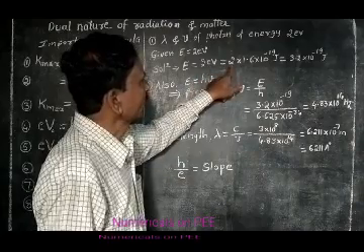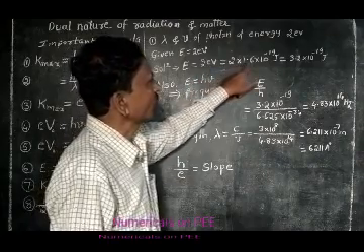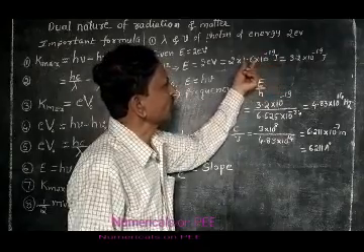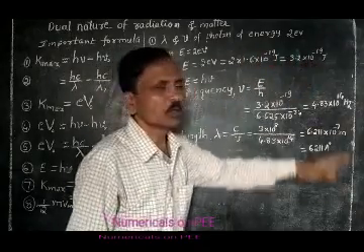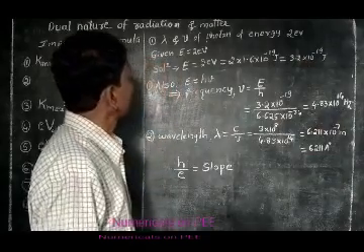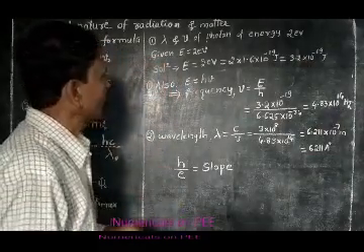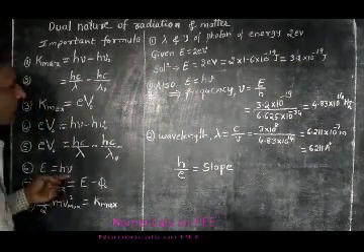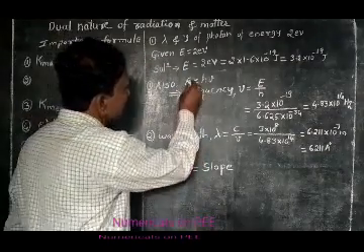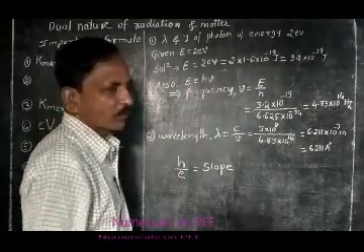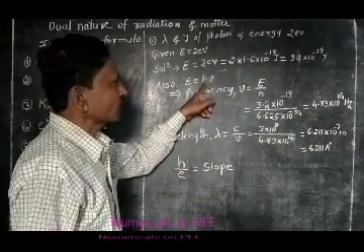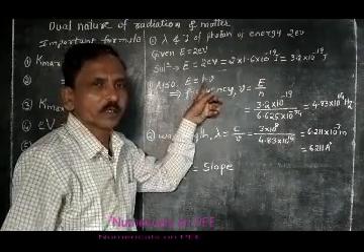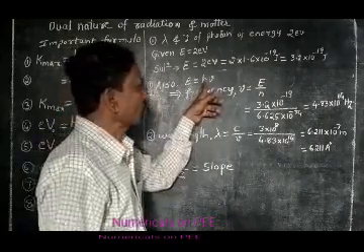We get 2 into 1.6 into 10 to the power minus 19 joule, that is equal to 3.2 into 10 to the power minus 19 joule. And also we know that E equal to h nu. Here E is known, and h is Planck's constant. Its value is 6.625 into 10 to the power minus 34 joule second.